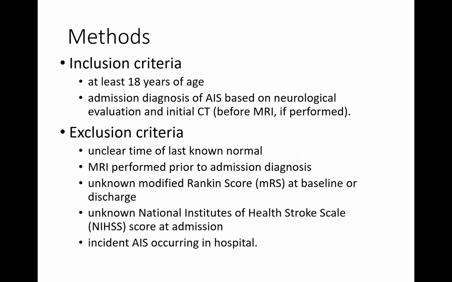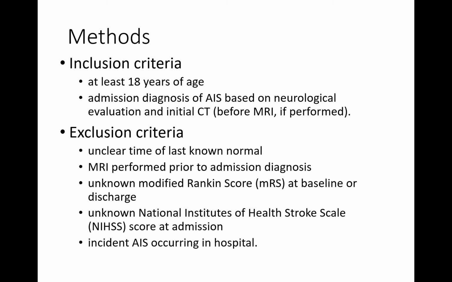So, adults, as I said, they had an admission diagnosis of acute ischemic stroke based on a neurological evaluation and the initial CT had to be done before the MRI was performed. I went back and looked at every single one of these patients and looked at the time stamp on the resident's admission note, the time stamp on the MRI if they had one, looked at the resident's admission note to see if there was anything in there that suggested that the results of the MRI were known. So I can personally guarantee that these patients were all admitted before anybody knew what the MRI was.